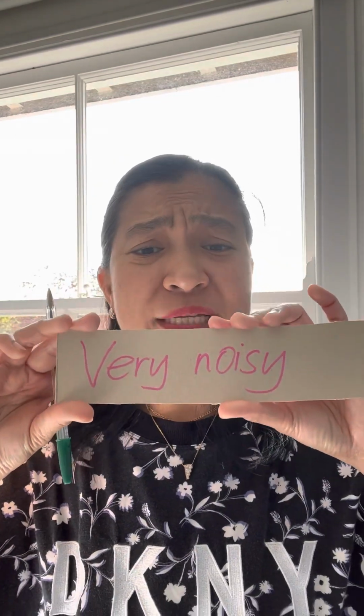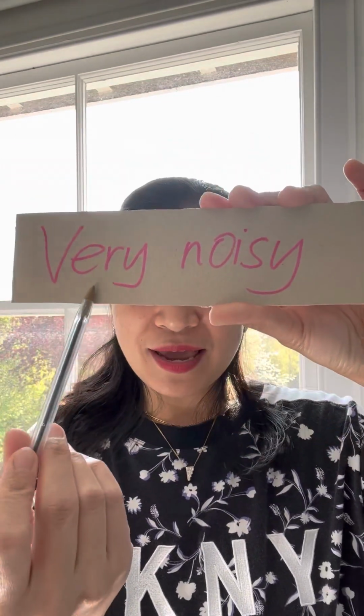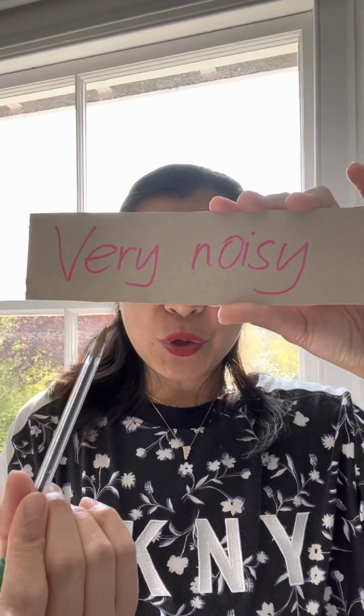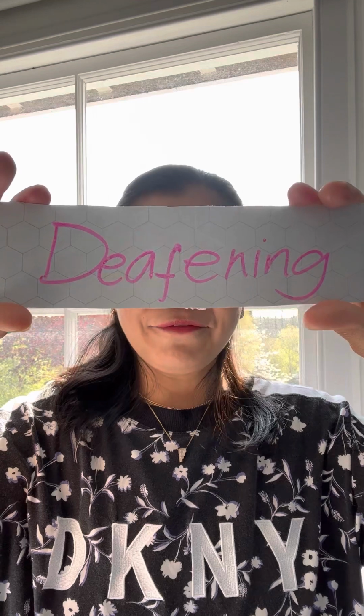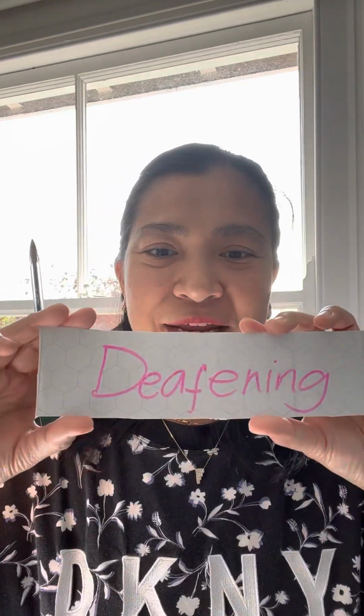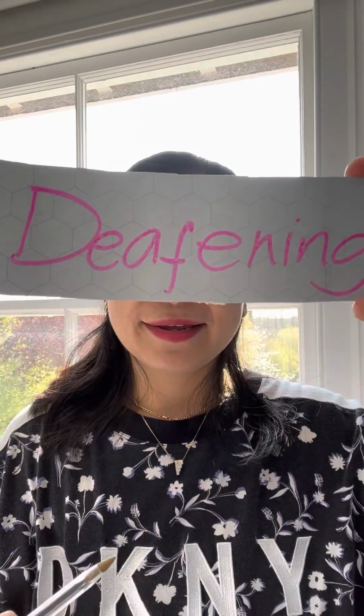The next one would be very noisy. What a very noisy place. So instead of saying very noisy, you could replace it with deafening. Oh, avoid that deafening area due to the roadworks. Deafening. It's a nice word too. I love that. Deafening. That's a deafening area. So avoid that place at the moment. So instead of using very noisy, use deafening.